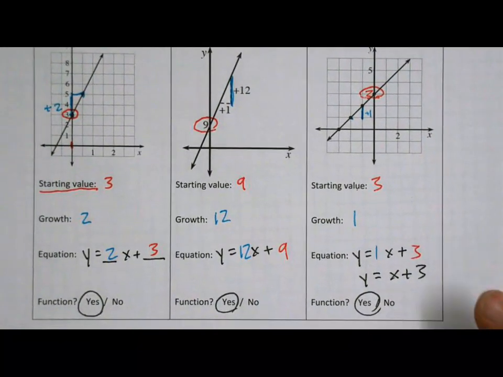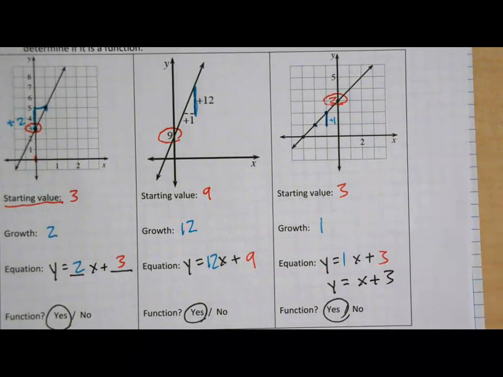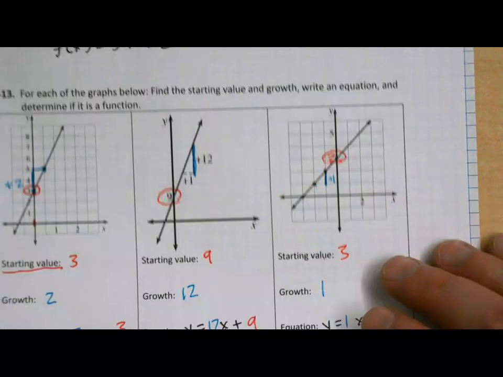Okay, if you have any questions on these first three, please put a little star in the margin of your paper. Write that question down, or 1 or 2 words that would help you remember what that question is later so that you can ask your teacher at a later time. And we're going to move on to the next page.